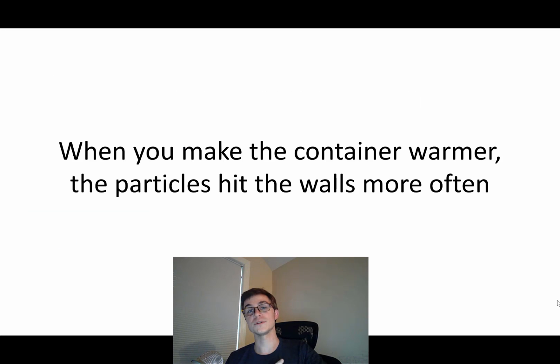When you make the container warmer, the particles get faster, and they're going to hit the walls more often. This makes sense because they're moving faster. So even though they have the same amount of distance to cover, they can do that in less time.